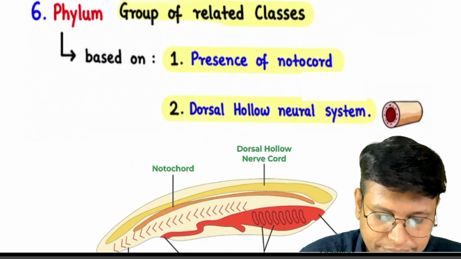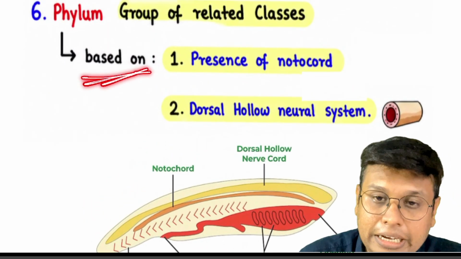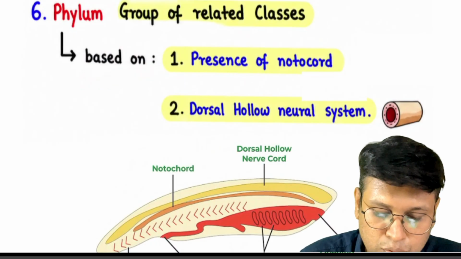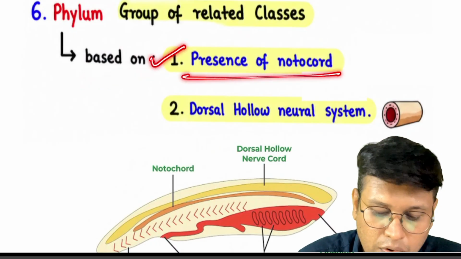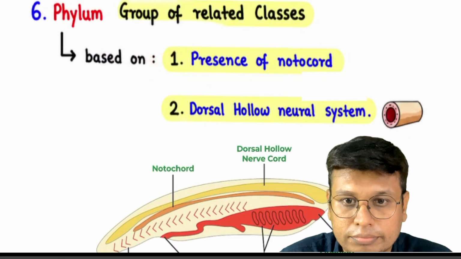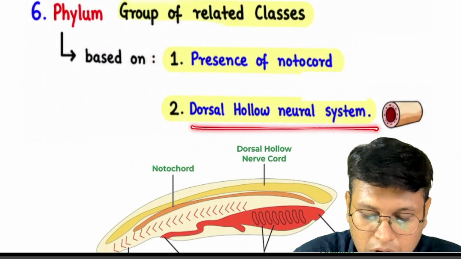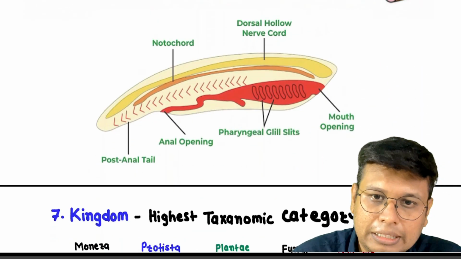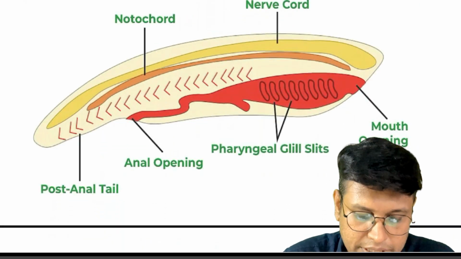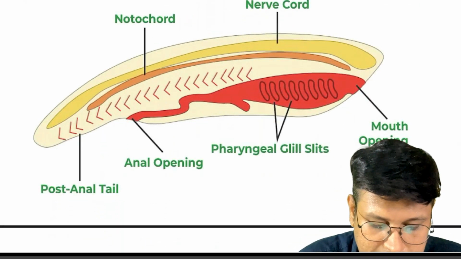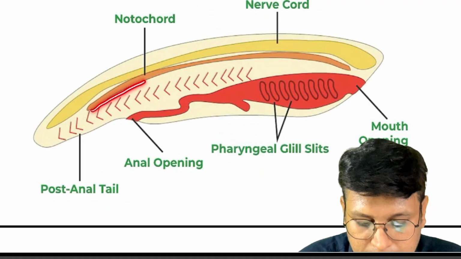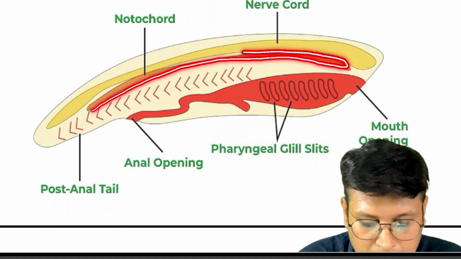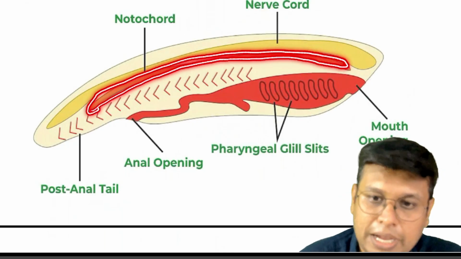So again, what is the criteria of the phylum to classify? First we go for presence of notochord, and second is the dorsal hollow neural system. Let's see what is a dorsal hollow neural system and what is a notochord. You can see this. This is a notochord, and do not confuse this with spinal cord.